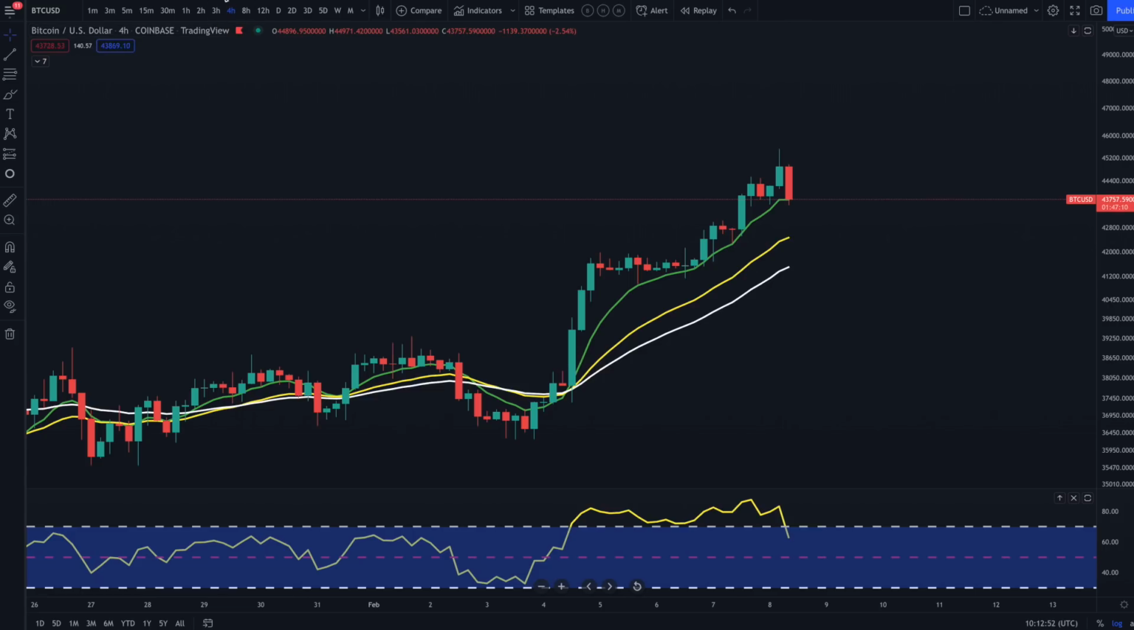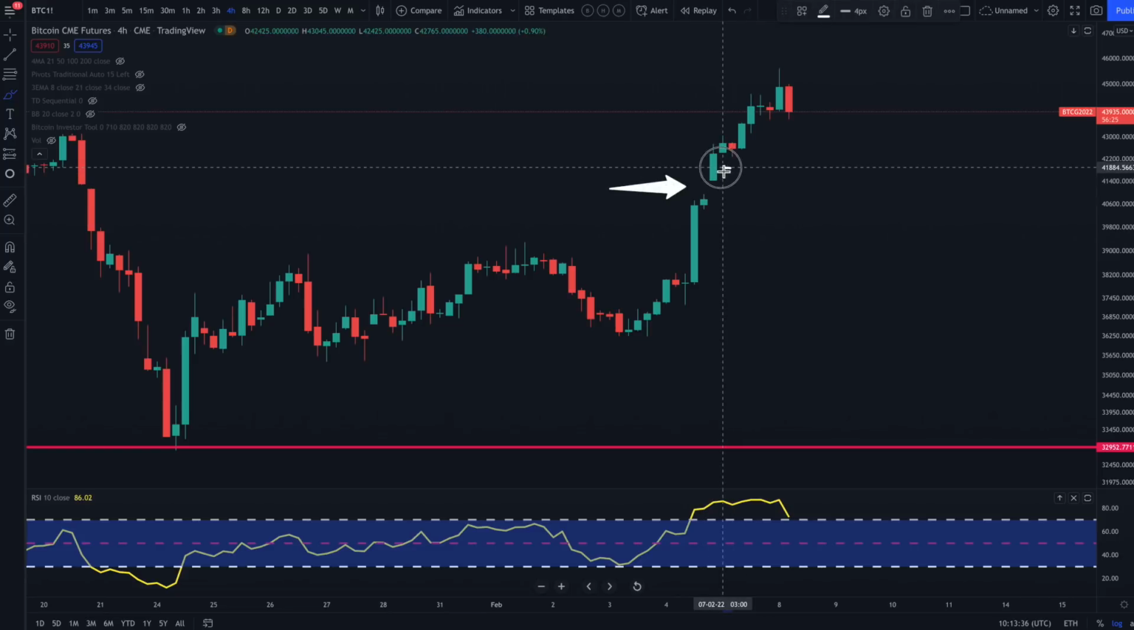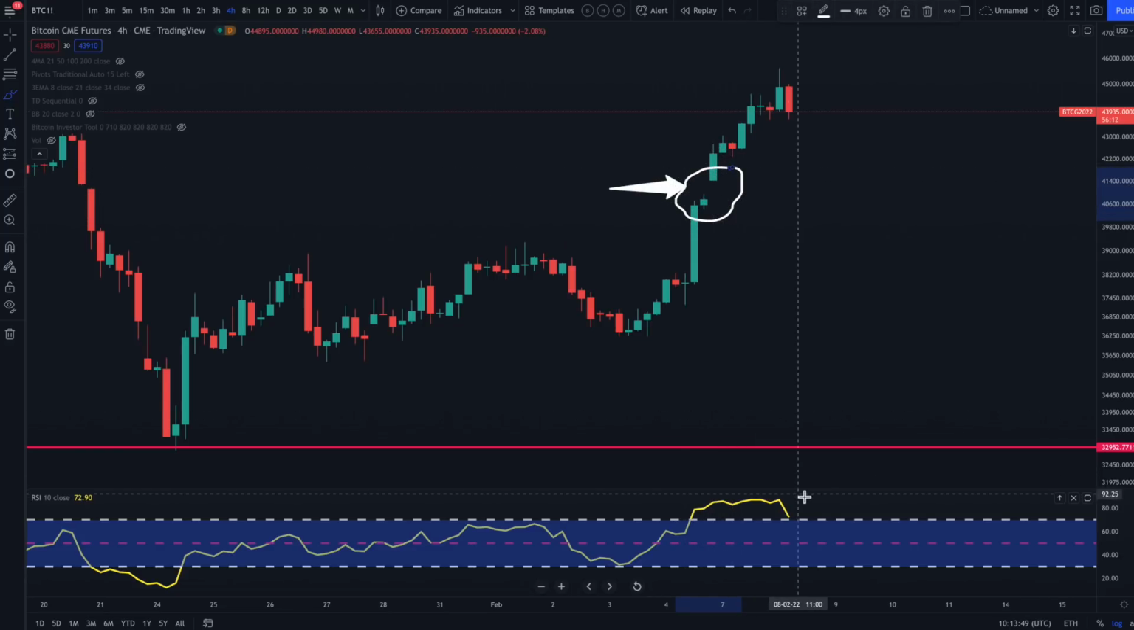On the 4-hourly chart, we can see that price is just coming down to test the 8 EMA here. Should we break this, which I'm expecting it to, then the next level would be around 42,400 here, and the final support level here is 41,400. And that would tally with the futures gap on the CME futures market over here. And once again, on the 4-hourly chart, the RSI seems overbought.